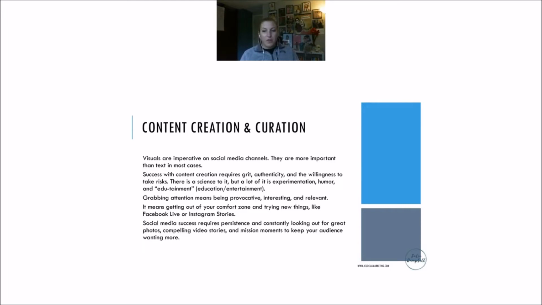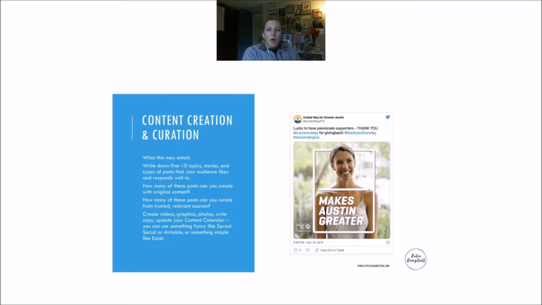This requires persistence, constantly being on the lookout, being a detective, being a documentarian, being a journalist, looking for photos, looking for stories, looking for mission moments to keep your audience wanting more. So what this specifically might entail in terms of your weekly tasks: write down 5 to 10 topics, stories, types of posts that your audience likes and responds to. And then think about how many of these posts you can create and how many of these posts you can curate from, of course, trusted and relevant sources.